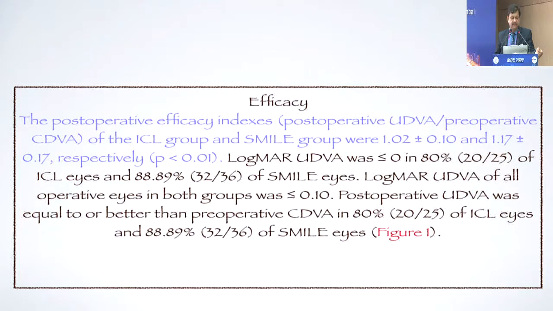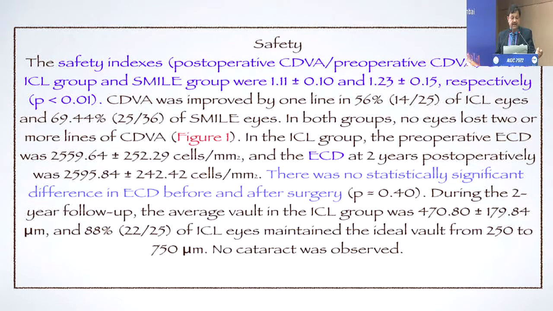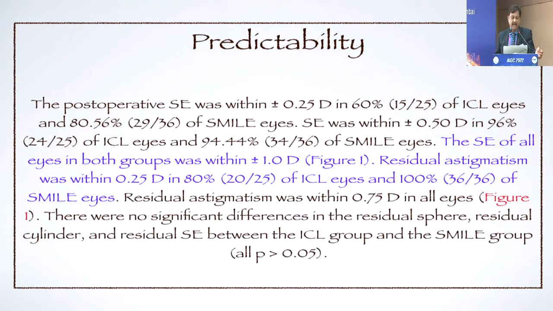So efficacy: if you compare the post-operative efficacy indices, which is basically post-operative uncorrected divided by the pre-operative corrected, of the ICL and the SMILE group, they were all comparable. The safety indices, again, the post-operative corrected divided by the pre-operative corrected of the ICL and the SMILE group, were quite comparable. And when you talk about the endothelial cell density, there was no statistically significant difference in the endothelial cell count before and after surgery. So this is a small study over a 2-year period. So ICL stands safe in low diopters as well.